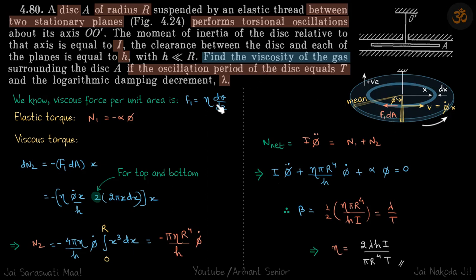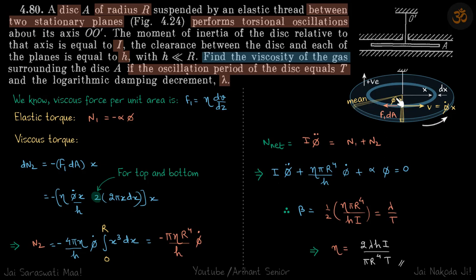In the previous problem, the viscous force was given to us. Here it's not. So we know the viscous force is given by eta dV by dz. This is the viscous force per unit area on any element, where dV by dz is the velocity gradient. Now the velocity of any element on this disk will change with radius, but at a distance x, the velocity will be constant. So let's take a small ring element. On that, the velocity will be constant, so the viscous force will also be constant. So let's find a small torque based on that.